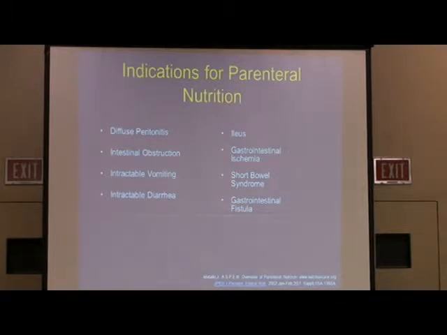Intestinal obstruction: if you feed someone with an obstruction, the food is not going to go through the GI tract. Intractable vomiting or diarrhea: if you feed someone with these two things, you might be making it worse. Ileus, again, food's not going to go through if your patient has an ileus. You don't want to feed ischemic gut. Short bowel syndrome: these patients are usually eating enterally, but they're not able to obtain enough nutrients just from enteral eating. And then gastrointestinal fistulas.